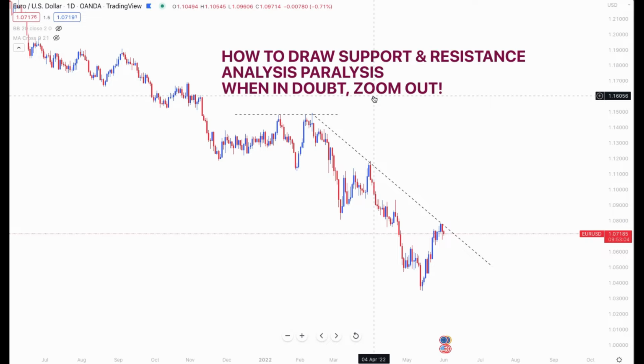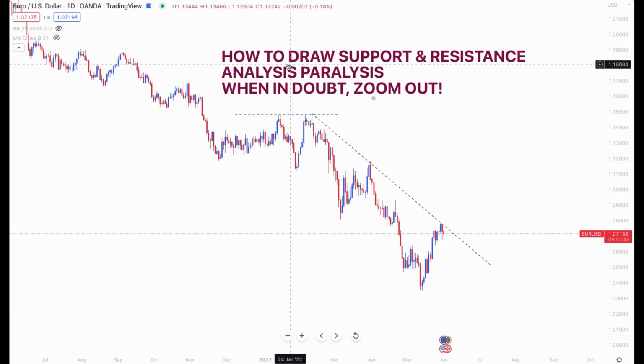Draw the most apparent levels, right? Don't make things complicated for yourself by having a million lines of support and resistance on a chart, because that can be extremely overwhelming and is just not good for trading. We want to keep the charts clean and clear.